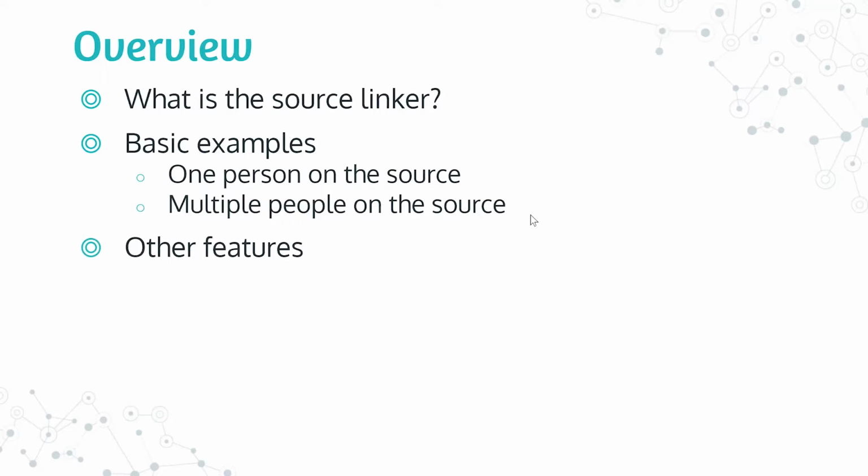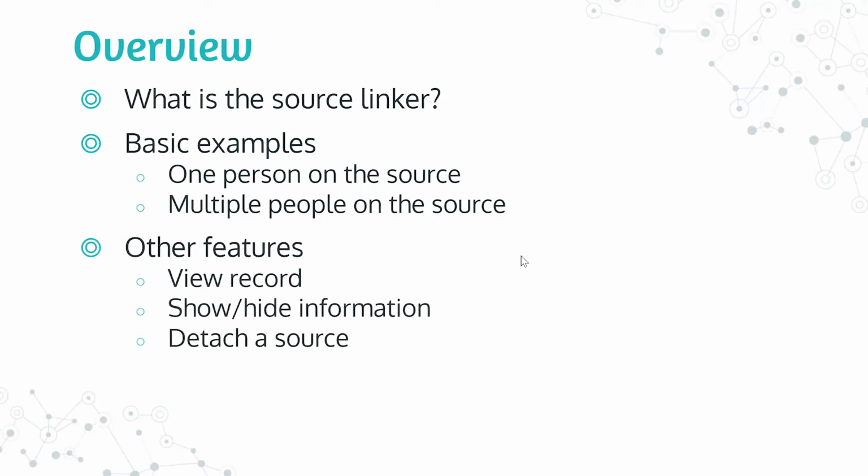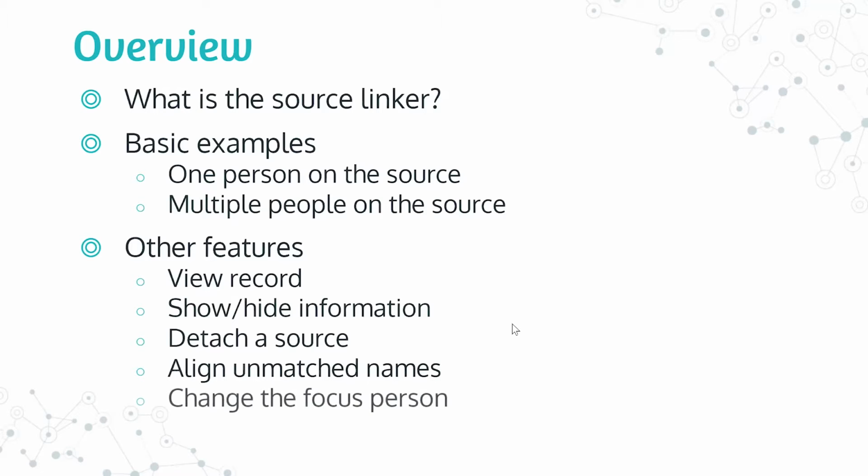And then after that, we're going to get into the beyond portion of the webinar with 6 of the really cool features: view record, show hide information on the source linker, how to detach a source if it's not correct, how to align unmatched names. And these go from simple to complex. So those first 4 are pretty simple, but then we're going to talk about one that's a little bit more complex, changing the focus person and also using the add feature.